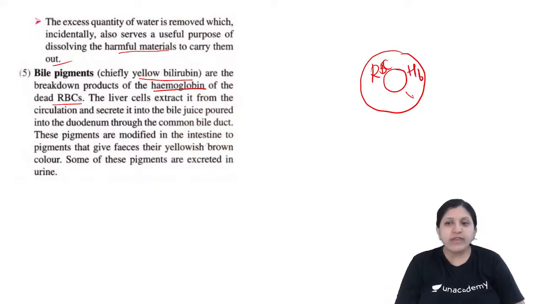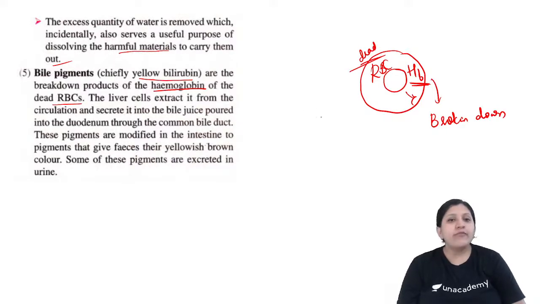So that is why we can find this hemoglobin giving the red coloration to the red blood cells. Okay, so now this particular RBC is actually a dead RBC. So the hemoglobin needs to be broken down. When this hemoglobin breaks down, there will be a formation of bilirubin.